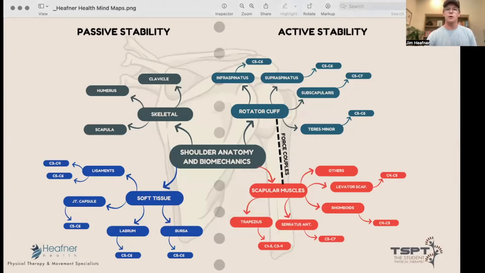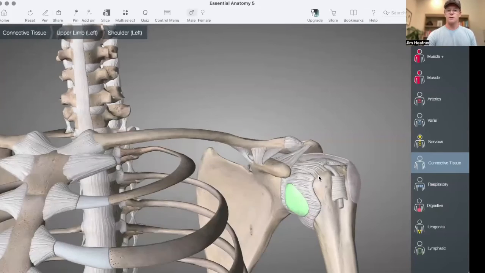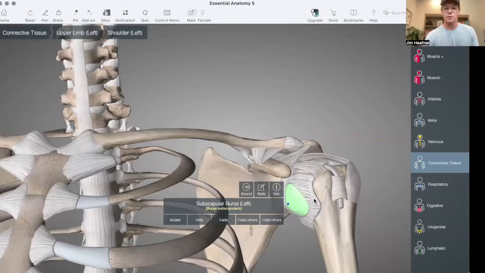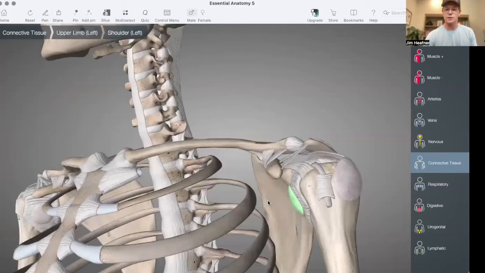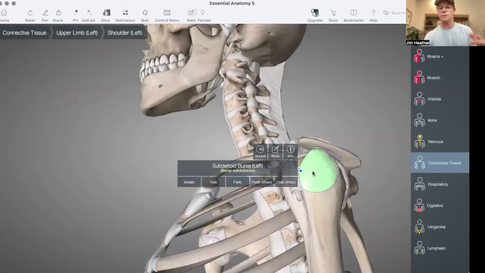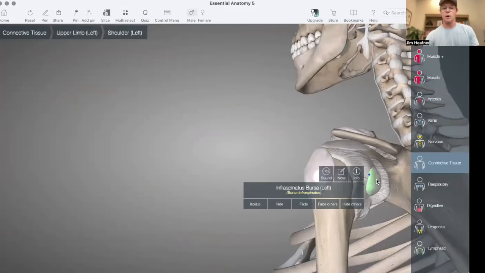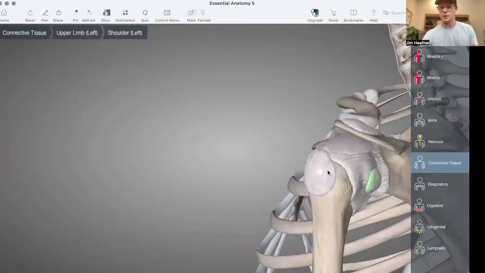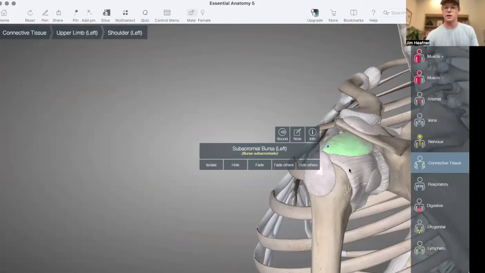So I'm gonna switch back over to the other screen. I'm gonna stop the share here and go back to the Essential Anatomy app. And first thing you can see on the bursa, we have a subscapular bursa. Laterally, we have a subdeltoid bursa. Posteriorly, we have an infraspinatus bursa, and then we have our subacromial bursa.